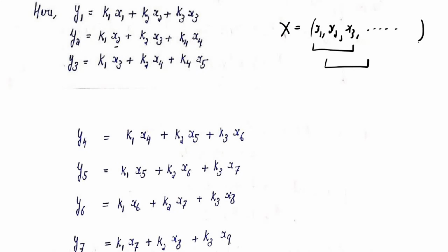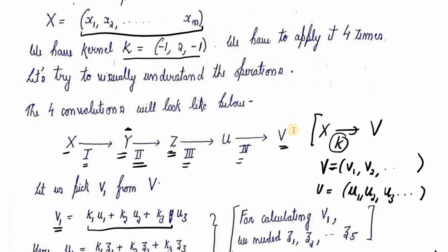On doing so, we observe that from x1 till x9, we're needed to calculate y1 till y7. In short, if I have to calculate 1 unit of v, or v1, I need 3 units of u1, which in turn will need 5 units of z, which in turn will need 7 units of y, and which in turn will need 9 units of x.